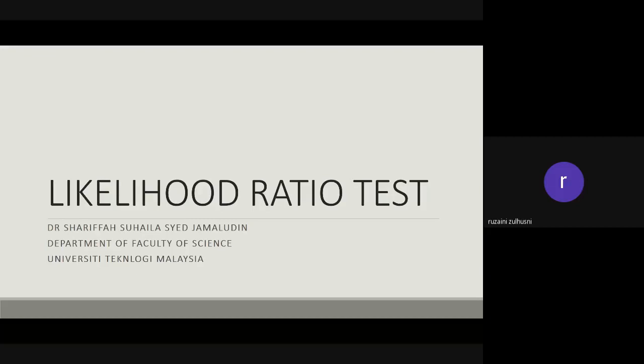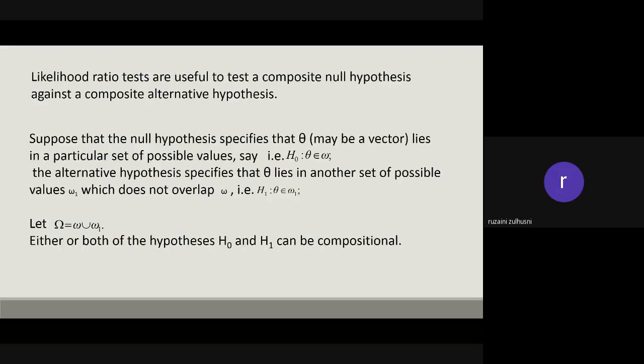So this one is used again, useful to test a composite null hypothesis against a composite alternative hypothesis. Okay, composite null hypothesis against a composite alternative hypothesis. Either one, ya. Either both of the hypotheses H0, H1 can be composite, or one of them. That means your null is a simple hypothesis but your alternative is composite.